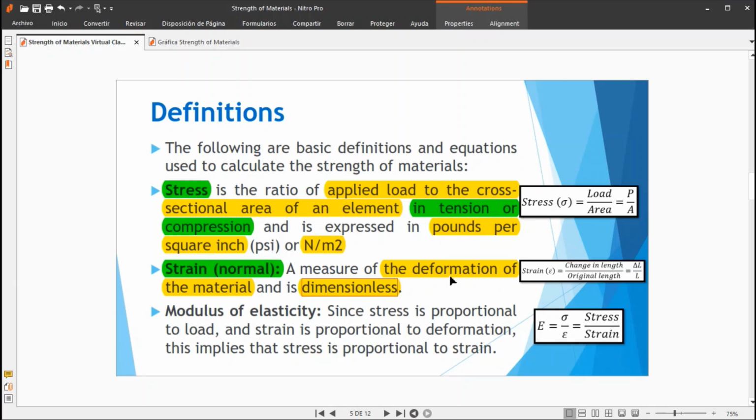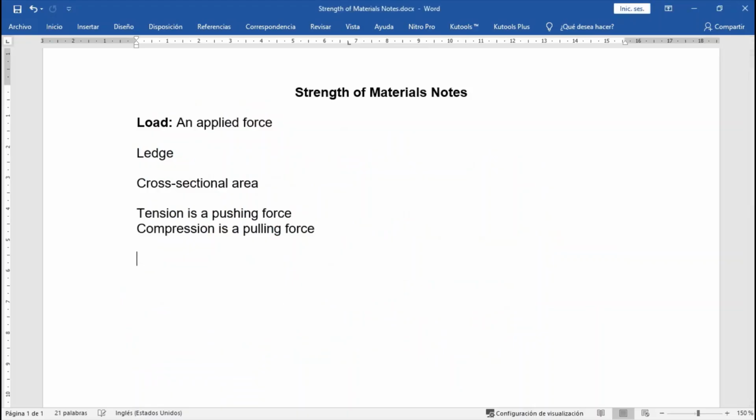So again, there is no dimension. We don't have Newton, we don't have joules, we don't have meters, nothing like that. We are just measuring a relationship between deformation. And then we have the modulus of elasticity. Now, modulus is simply an indicator, okay? A modulus is an indicator.